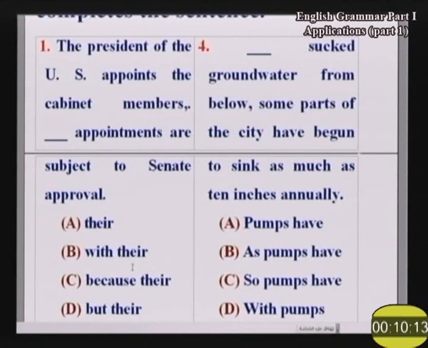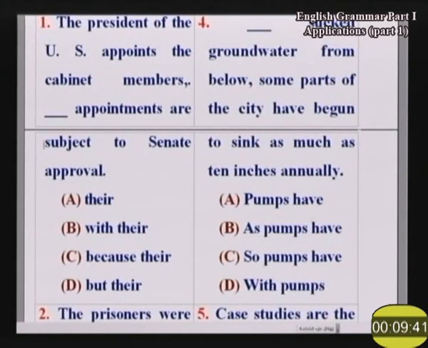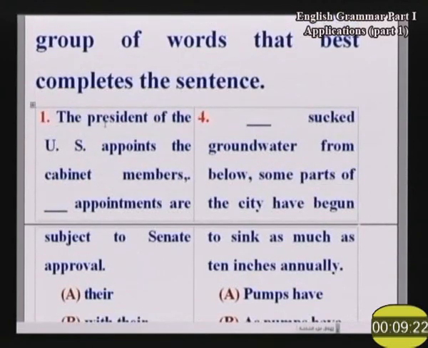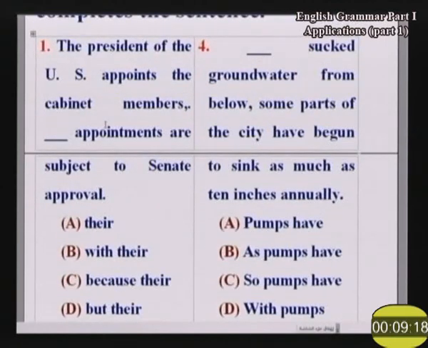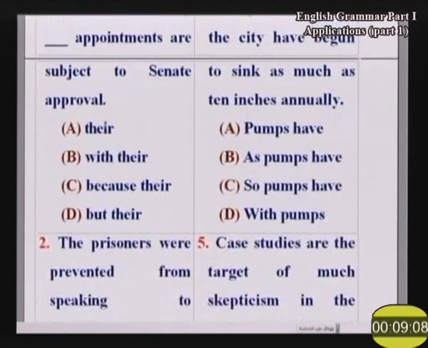Here I have: the President of the U.S. appoints the cabinet members. That's a complete sentence. And I have a comma, so I must need a connector. After that I have appointments are subject, so I have a subject and verb. So what do I need? I need a connector. There is not a connector. With there, no. Because there, no. But there? Instead of but appointments are subject, no, I can say but their appointments are subject, because their is just an adjective for appointments. But their appointments are subject to Senate approval. The President of the United States is the one who appoints the cabinet members, but their appointments are subject to the Senate's approval. But their appointments. Now let's look at number 2.